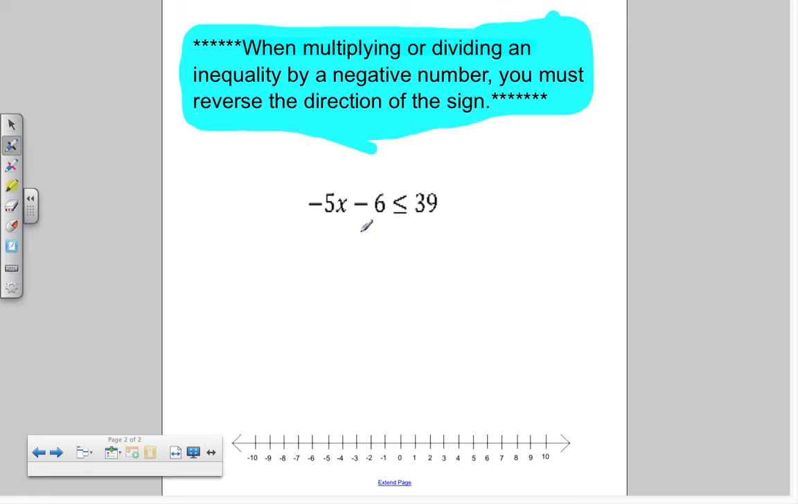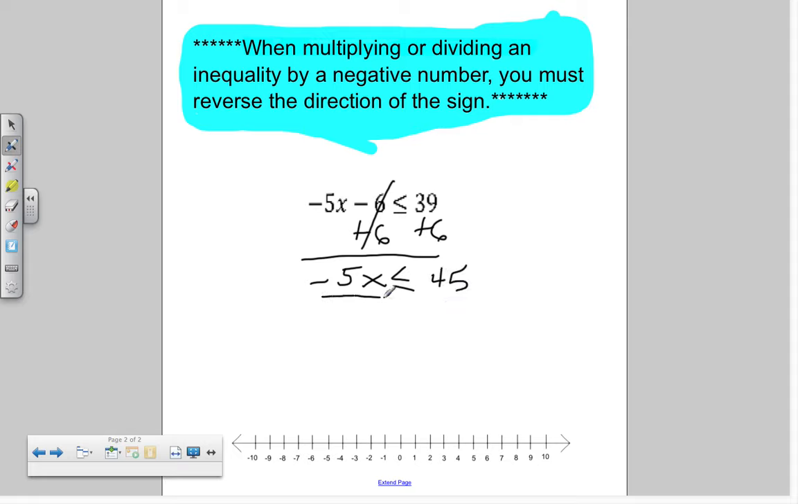They take you slowly through it. So again, I'm going to solve this one. The only difference between this problem and the one before is that my 5x is now a negative 5x. So I'm going to add 6 to both sides. And I get negative 5x is less than or equal to 45.